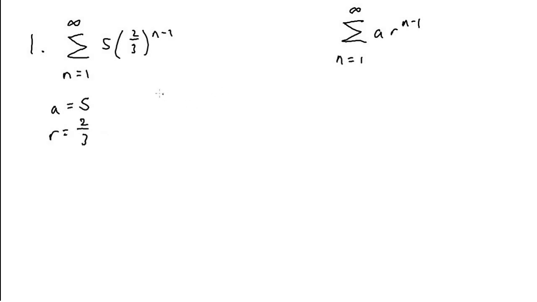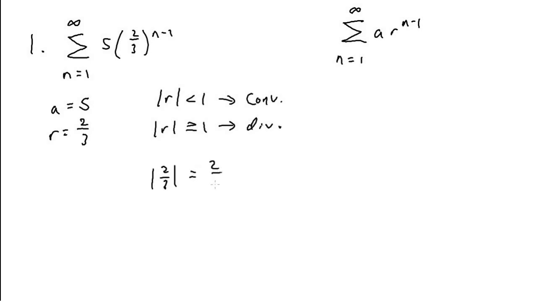So once again, if the absolute value of r is less than 1, then the series will converge. And if the absolute value of r is greater than or equal to 1, then the series will diverge. Since our r is 2/3, the absolute value of 2/3 is obviously equal to 2/3, and that is less than the value of 1, so our series will converge by the GST, or the geometric series test.